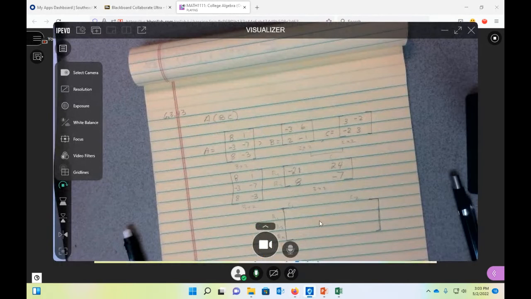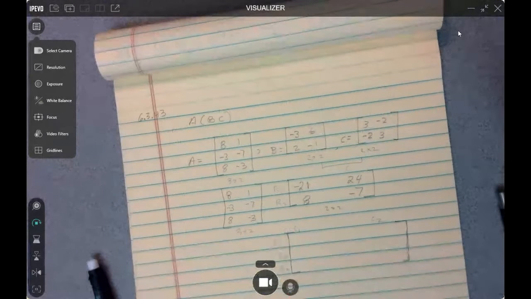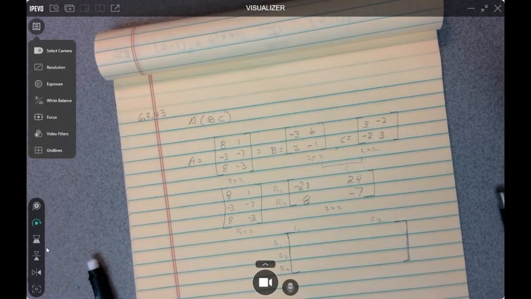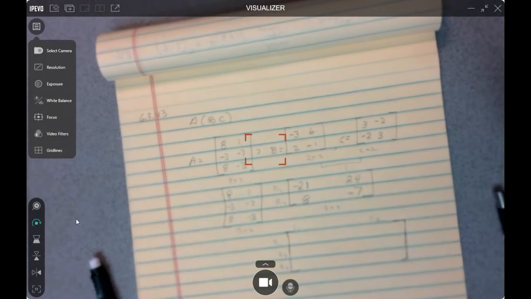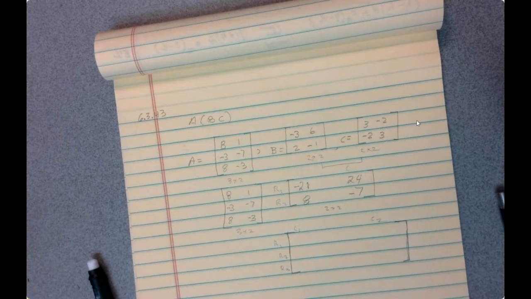Okay, so this is a problem from chapter 6, section 3. It's a matrix multiplication problem. That was a question from a student. And let's expand that, do a little focus work here. And I think we're good to go.